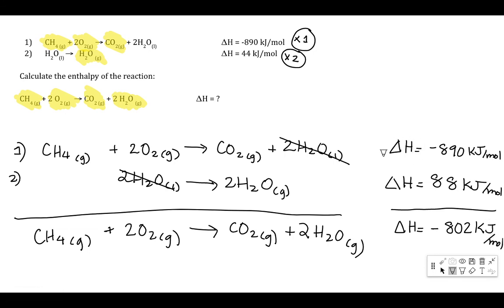Right? And I was able to add these up because I know that these two equations add up to form our target equation. The only difference here that we made is we multiplied that second reference equation by 2, and I represented that when I did the delta H, I multiplied that by 2 as well.